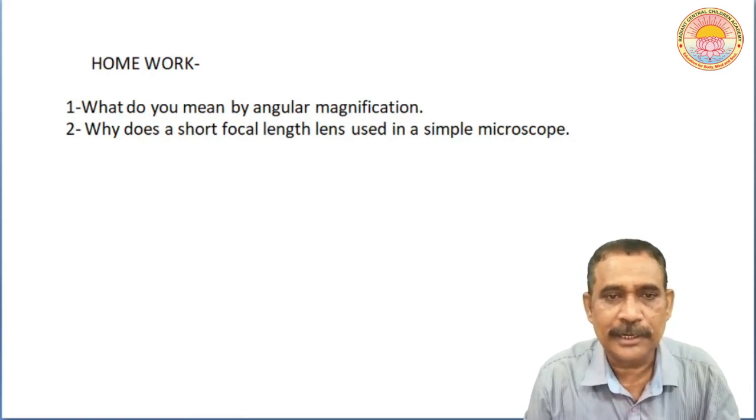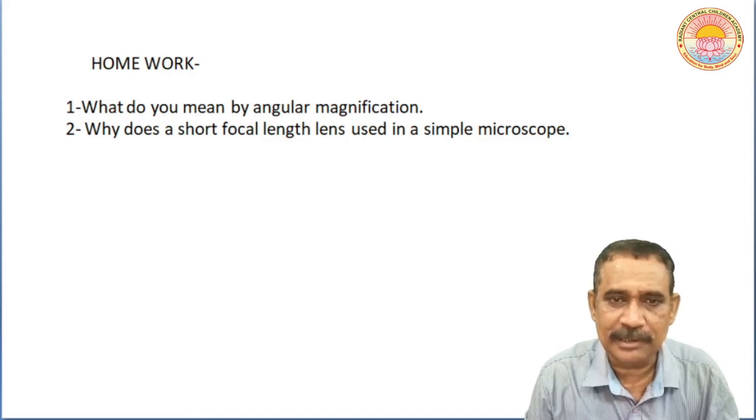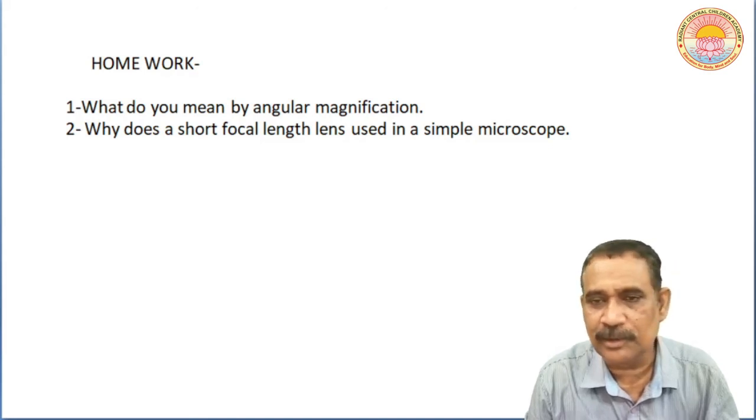Now two questions are given as homework. First, what do you mean by angular magnification? And second, why is a short focal length lens used in a simple microscope?